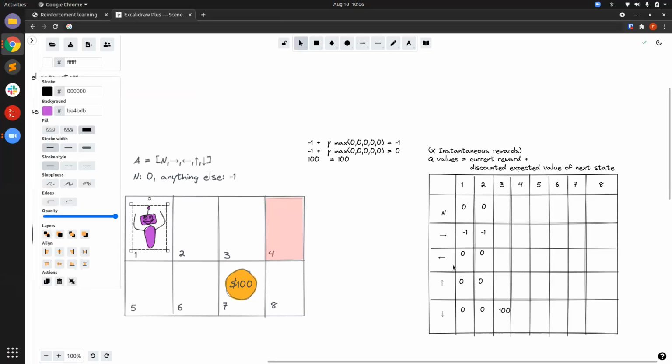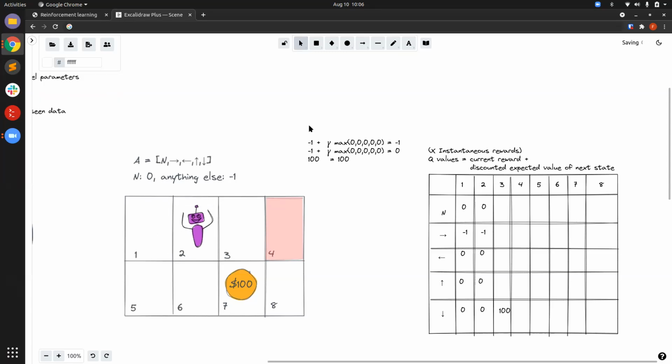Okay, so I'm in state 1. Let's say I happen to choose going right again. Now, what's my expected reward for going right this time? Or let's say, how should I update the Q value this time? So this time I'm going to go right. My current reward is still -1. And my expected value of the next state is the max of -1 and all these zeros, so it's still -1. Okay, that stays the same.